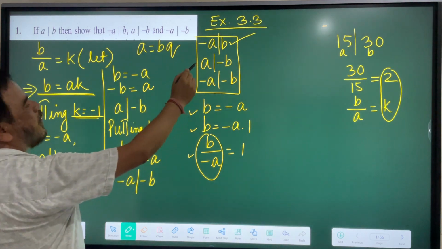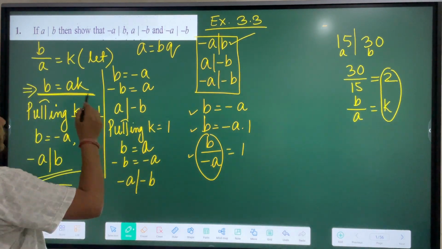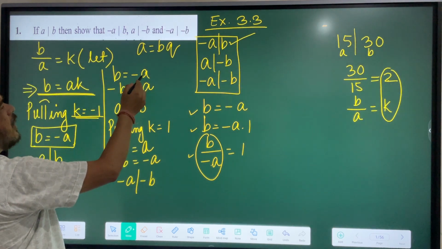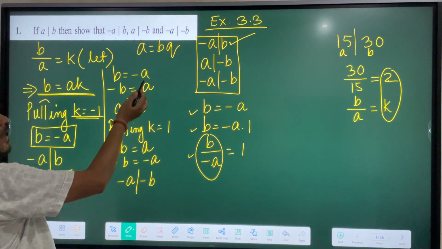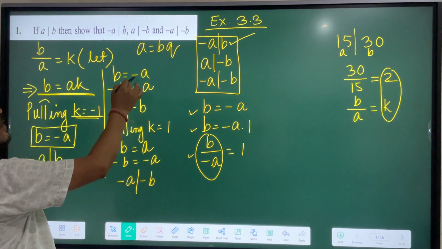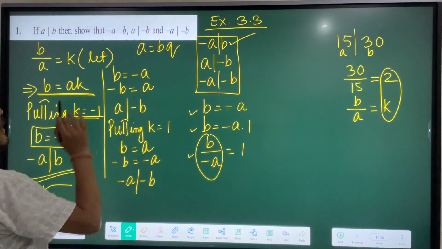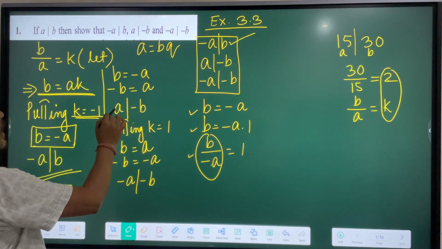Secondly, what we have to prove is A divides minus B. We already have B equals minus A. Multiplying both sides by minus, minus into B is minus B, minus into minus A is plus A. So minus B equals A. That means A divides minus B.